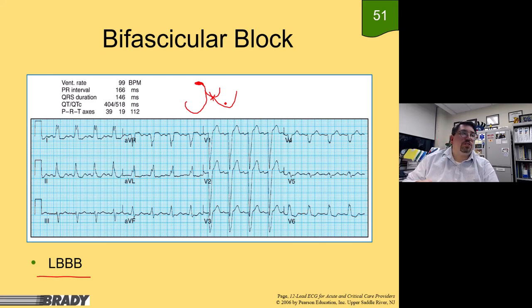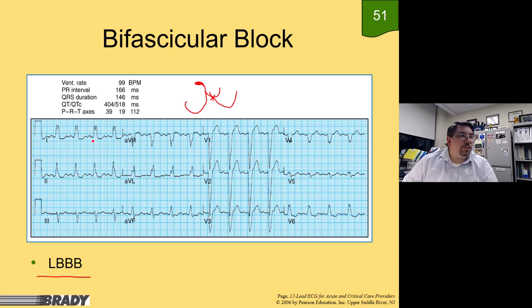So if we were dealing with a situation where we had more than one block, it could be a bundle branch block on the left all on its own, or it could be a posterior hemiblock and a right bundle branch block, or an anterior hemiblock and a right bundle branch block. Those are both examples of bifascicular blocks. So let's take a look at this one and go ahead and do our criteria.